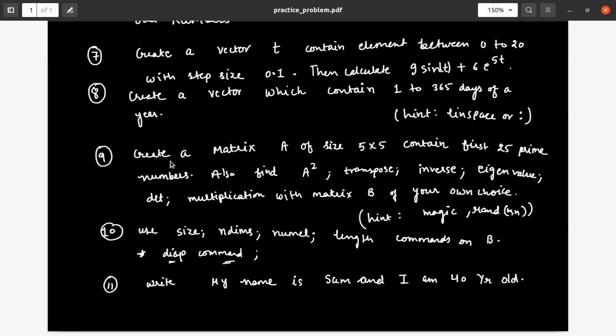Next, we have the 9th problem: create a matrix A of size 5 cross 5, which contains the first 25 prime numbers. Also find A square, transpose, inverse, eigenvalue, determinant, and then multiply it with some matrix B of our own choice. For that we have given a hint which says to either use the magic command, or there is a special command to create random numbers between 0 and 1, which is the rand function, and which takes the number of rows and number of columns as input.